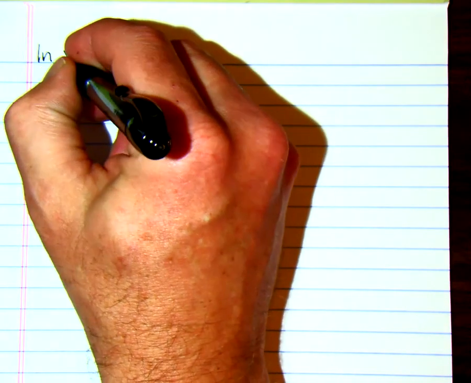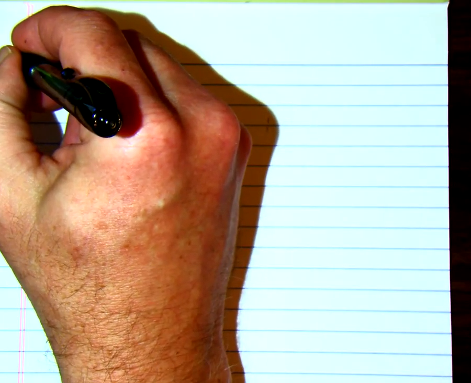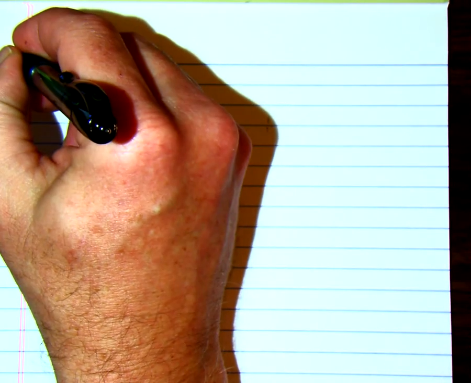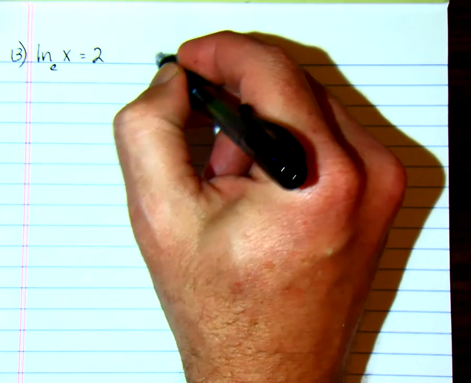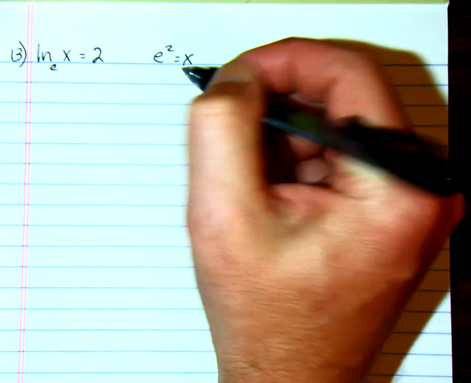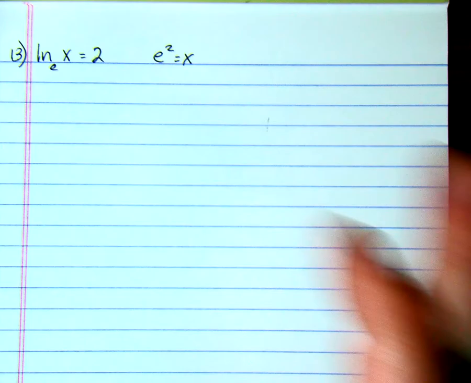The natural log of x is equal to 2. Again, if we are changing forms on this, what number are we doing? I'm lost. We know that a natural log is a base of e, so this is going to be e squared is equal to x. If we're changing forms, we'll change forms and we're done.